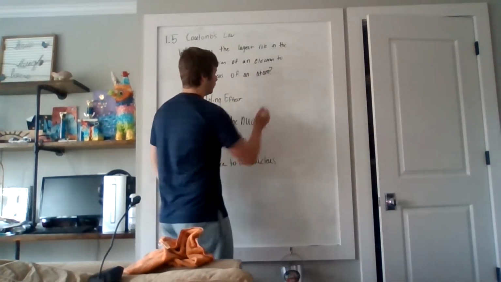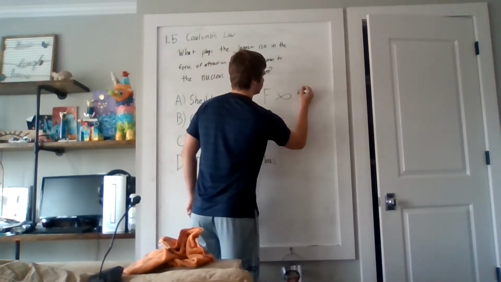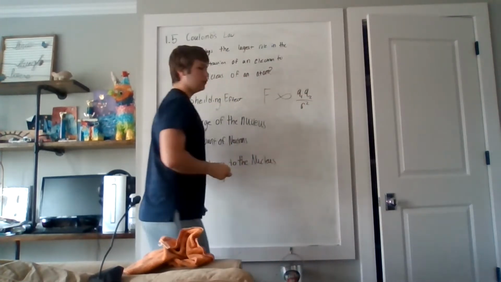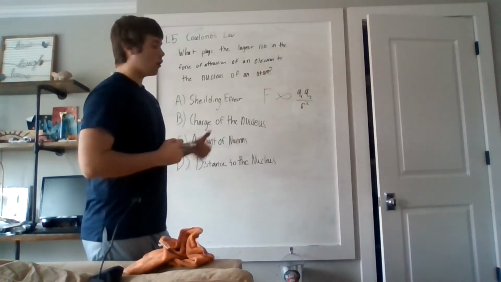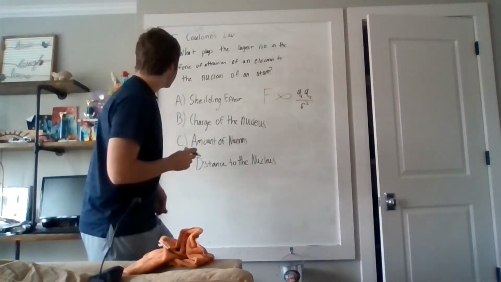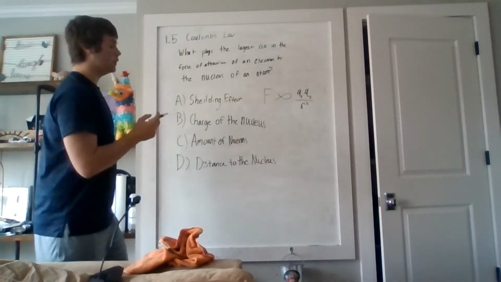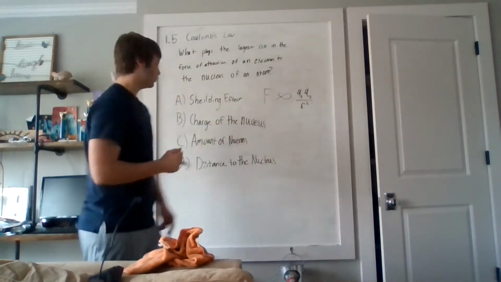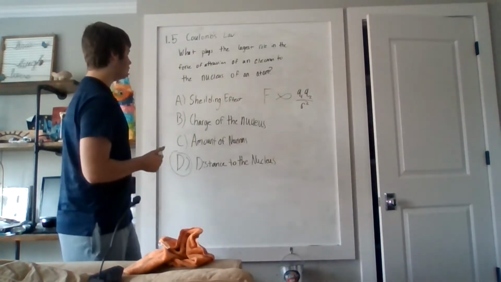Now the way we can solve this is by using Coulomb's law, which is force is proportional to Q1 times Q2 all over r squared, where the Q's are the charge of the nucleus and electron, and r is the distance between the two. So, looking at that equation, we can determine that it is distance because r, or the distance, is squared, meaning it is more important than the charge of the nucleus.